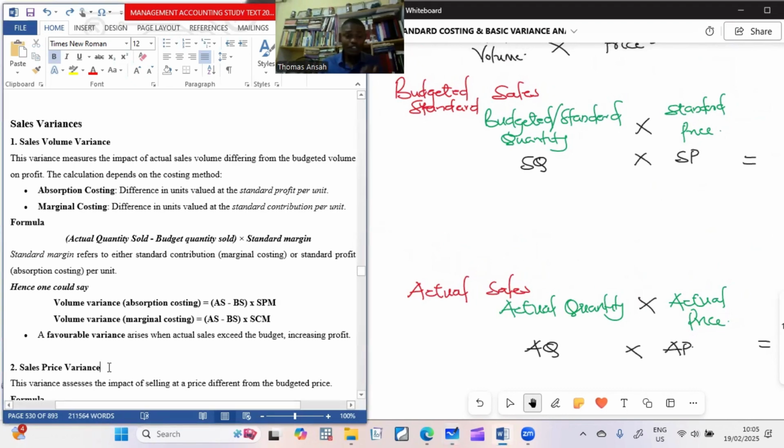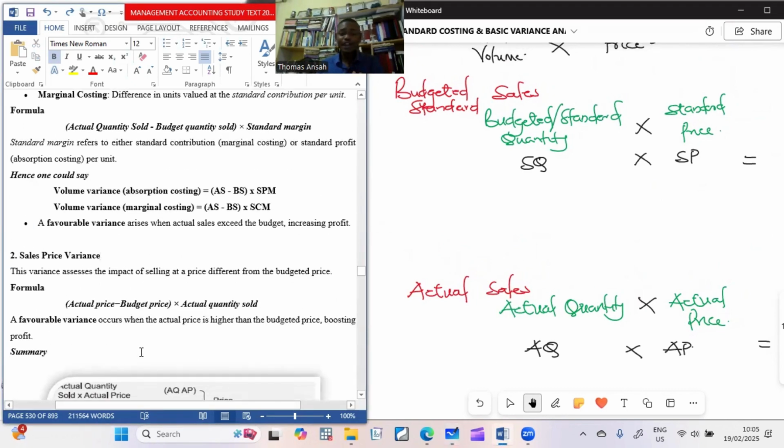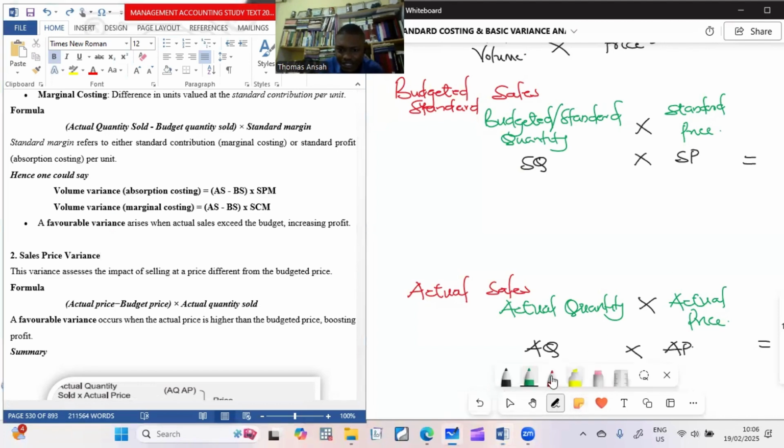What you see here is our volume variance based on the various analysis, whether it is absorption or marginal. Those are the things. Now, if we want to find variances between the prices, it is this side. This is the prices.